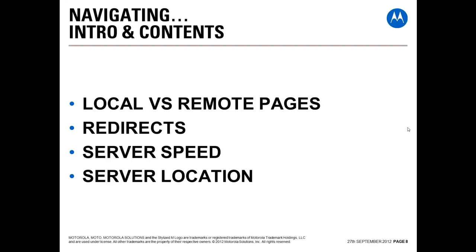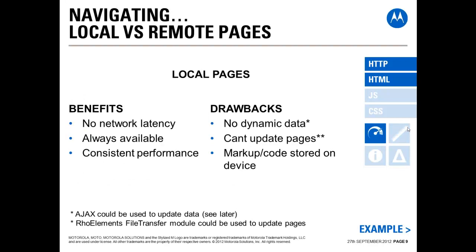So this navigation section is split up into four: loading local versus loading remote, using redirects, the speed of the server, and the location of the server, all related to the speed increases for web apps. So, as I said, use the internet as little as possible. If you want to use the internet least, then don't use it at all.